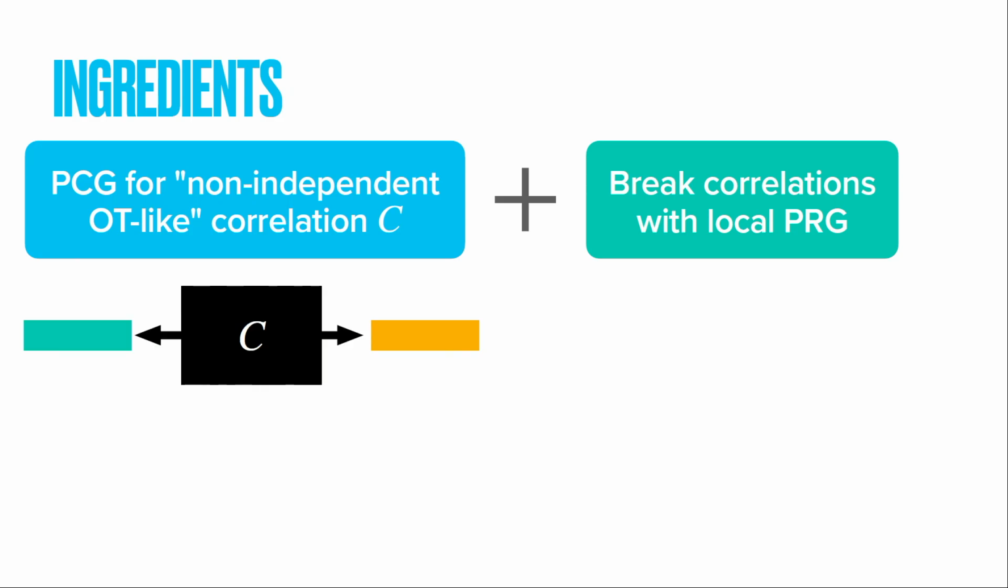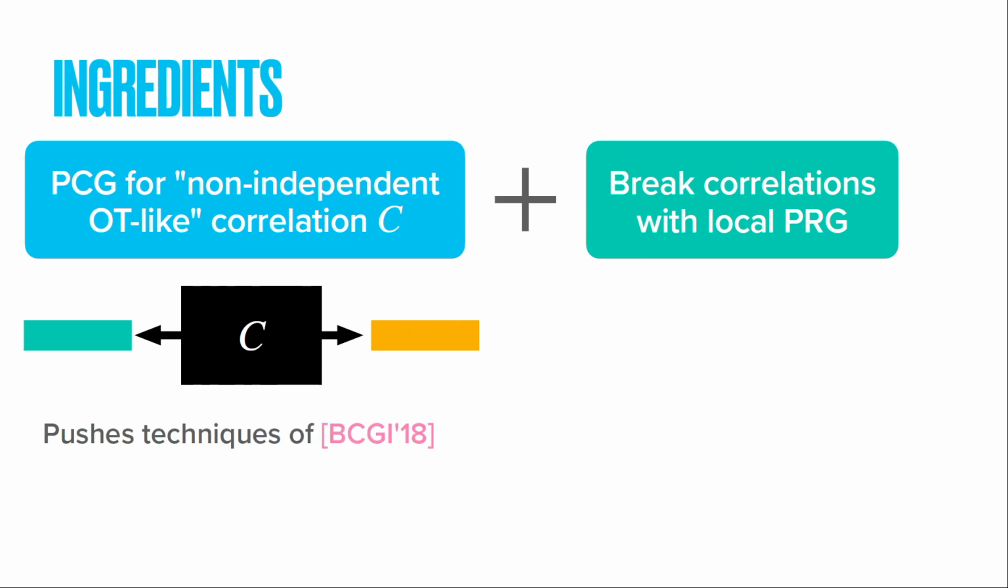But you can think of this as some sort of box that we implement, which spits out a vector to Alice and Bob, which looks like n OTs. But the problem is that maybe the first OT is correlated with the second OT, and the second OT is correlated with the third OT, and all these sorts of correlations appear. So this is the first step.